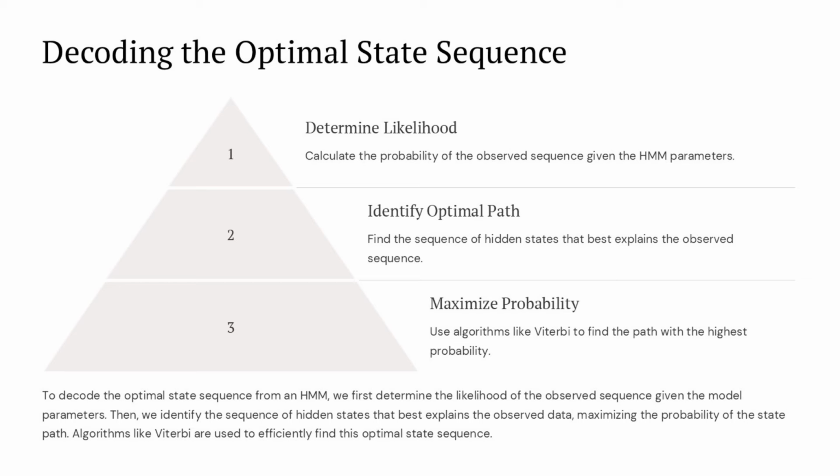The key steps in decoding the optimal state sequence from a hidden Markov model are: determine the likelihood of the observed sequence given the HMM parameters. Calculate the probability of the observed data under the model. Identify the sequence of hidden states that best explains the observed data. Find the state path that maximizes the probability. Use algorithms like Viterbi to efficiently find this optimal state sequence. The Viterbi algorithm is a dynamic programming technique that identifies the most likely state path. Determining the likelihood and maximizing the probability are crucial to decoding the optimal state sequence from an HMM.